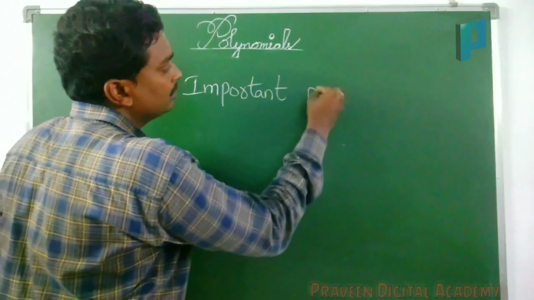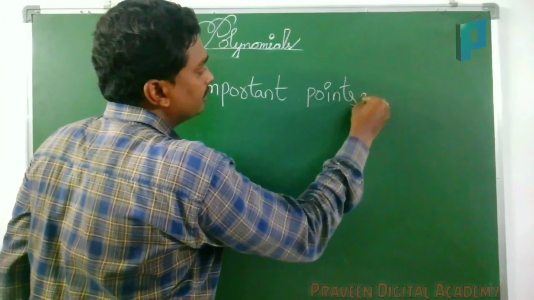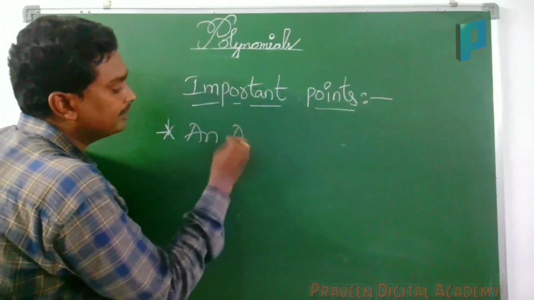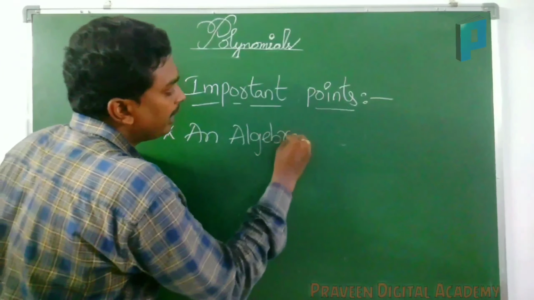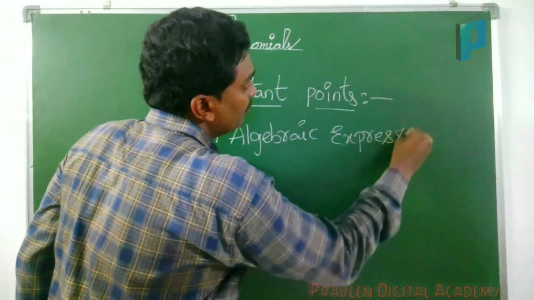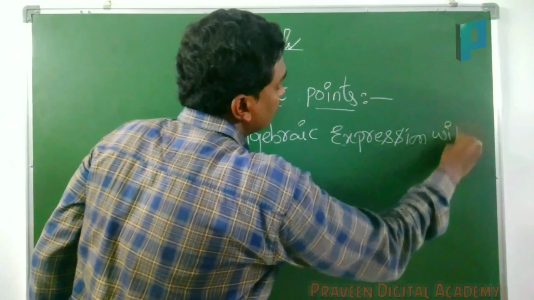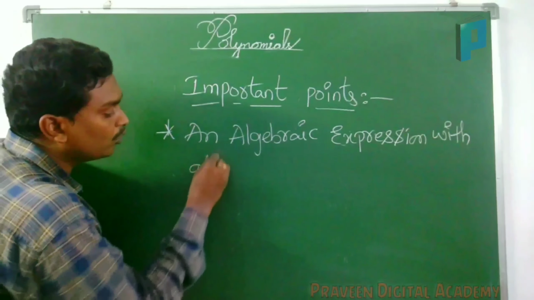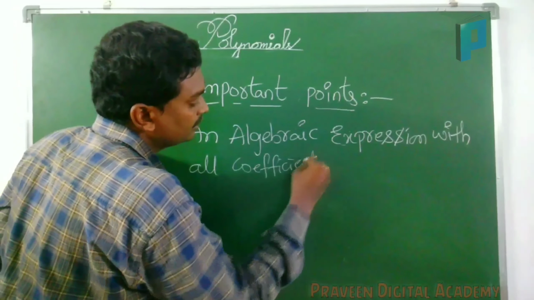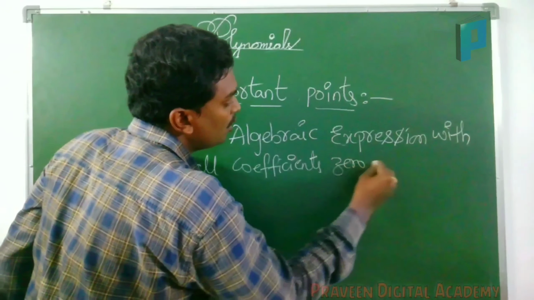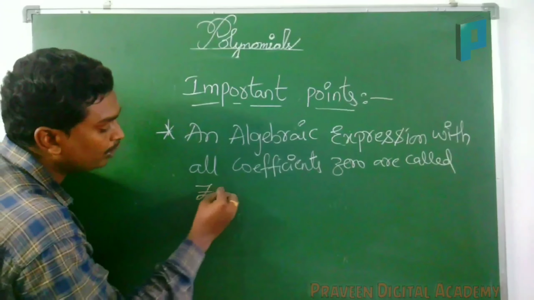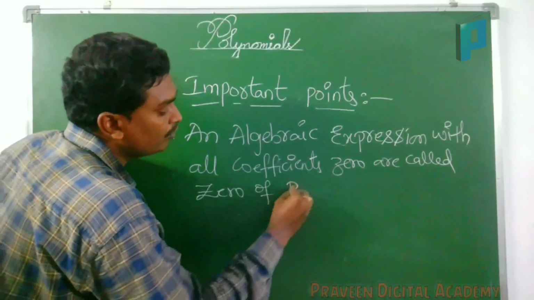Important points. First one: an algebraic expression with all coefficients 0 is called the zero polynomial.